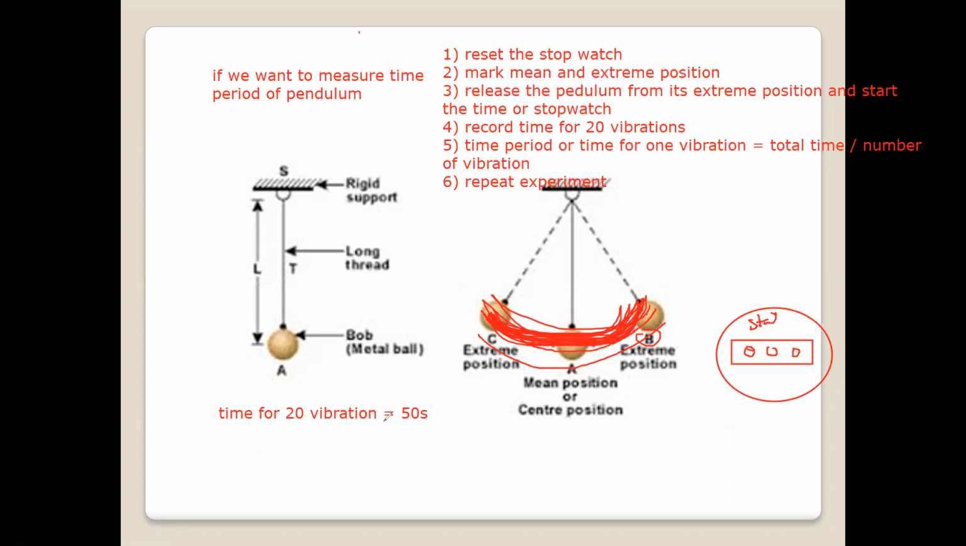So what is the total time? The total time is 50. And how many vibrations are there? 20. So time for one vibration is the total time divided by the number of vibrations. Here in this example the total time is 50, and the total number of vibrations is 20. So 50 divided by 20 equals 2.5 seconds.